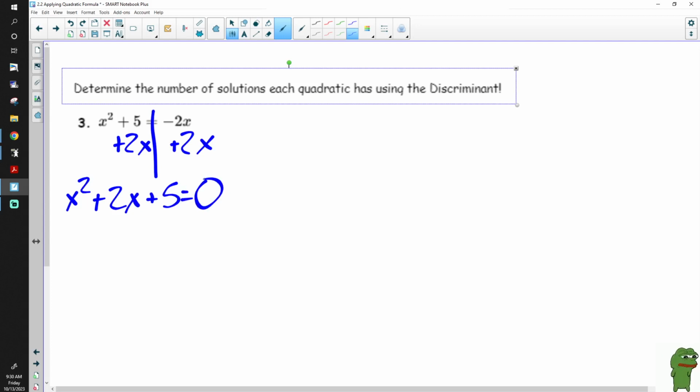I wrote it in our nice format. If we have our 2x term, we want to put it in the middle, between x squared and our regular number. Why wouldn't we put it at the end? If you put it at the end, what would happen to your A, B, and C values? Alright, so A is 1. What's B? B is 2. C is 5.